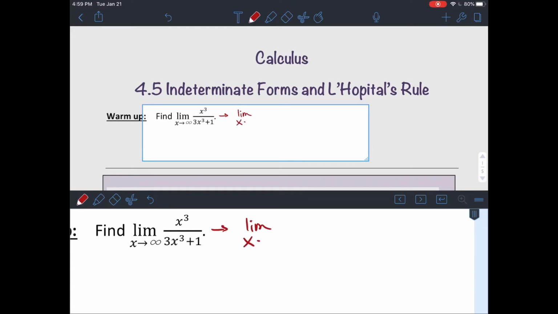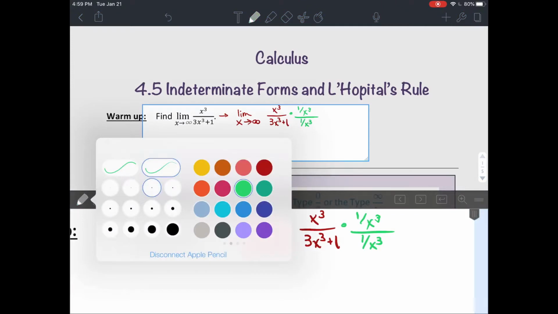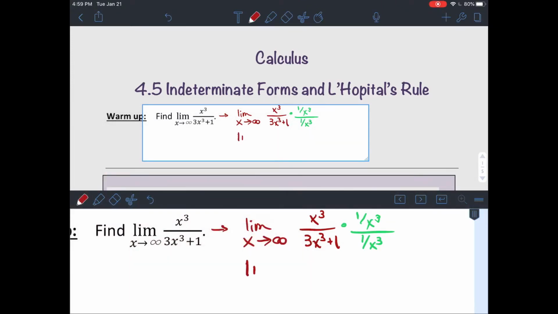So quick refresher, if you're doing the limit as your x value approaches infinity, you can multiply the numerator and denominator by 1 over your highest degree term, and then it makes it easier to see what terms are going to go to 0. So if we multiply this one by 1 over x cubed over 1 over x cubed, you'll end up with 1 over just 3 plus 1 over x to the third, which the limit of that term will go to 0 as we approach infinity, and we'll just get 1/3.